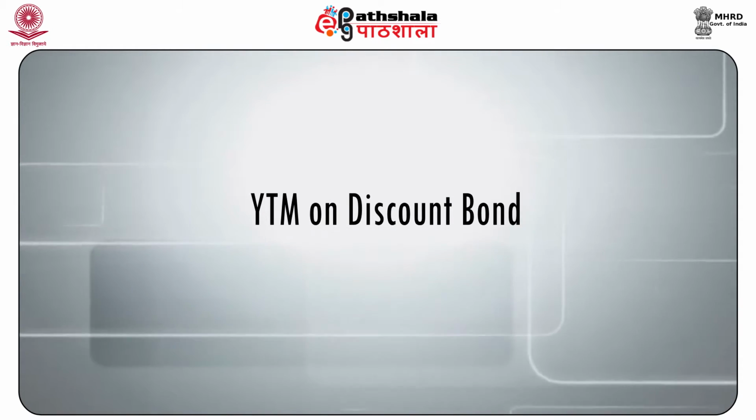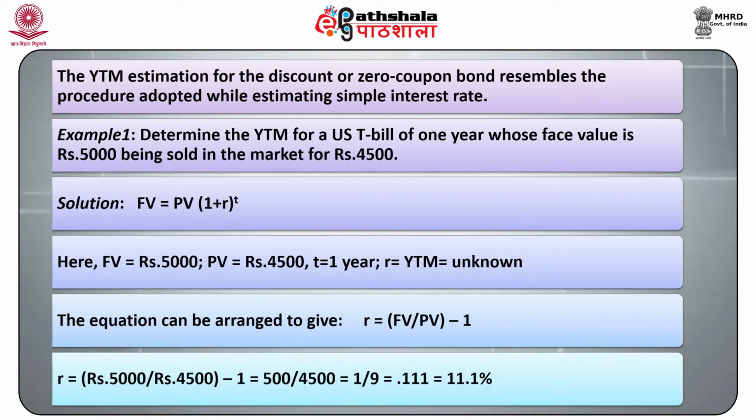Yield to maturity on discount bond. The YTM estimation for the discount or zero coupon bond resembles the procedure adopted while estimating the simple interest rate. For example, to determine the YTM of a US T-bill of 1 year whose face value is 5,000, being sold in the market for 4,500, face value is equal to present value times 1 plus R raised to the power T. The equation can be arranged to solve for R, and in this case R turns out to be 11.1%.